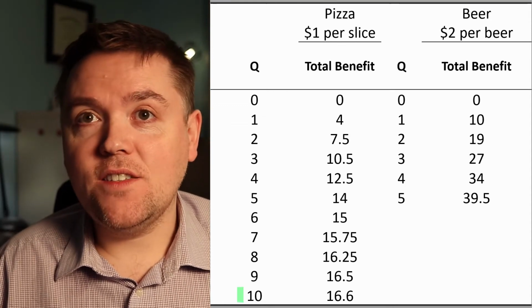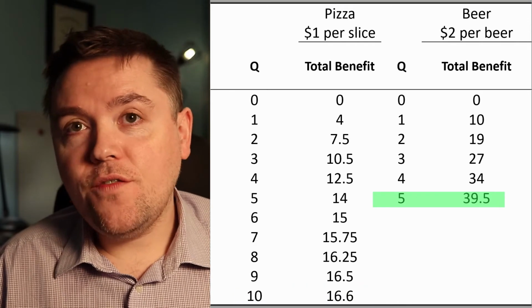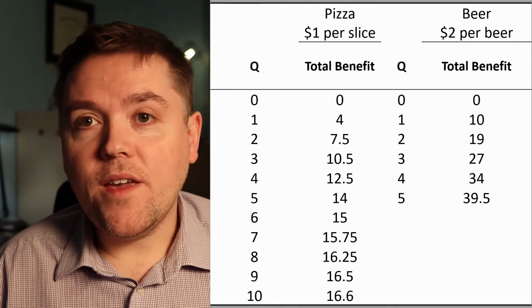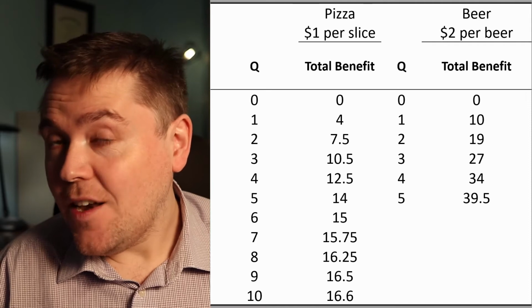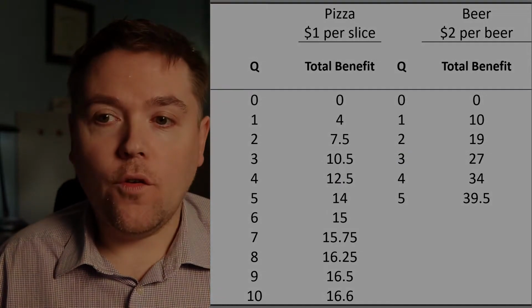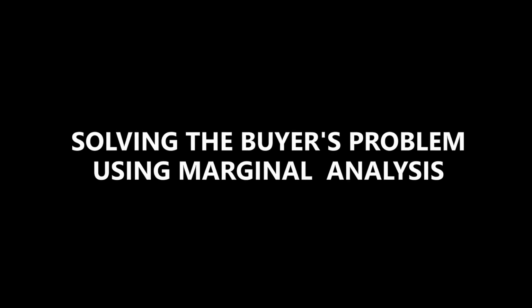If you have 10 slices of pizza, then you're going to have a total benefit of $16.60. And if you have just 5 beers, you're going to have a total benefit of $39.50. Then we can fill in all the other values by looking at the total benefit of 2 slices of pizza and 4 beers, 4 slices of pizza and 3 beers, and so on and so forth. And then all we need to do is look at these various options and pick the best one. You can see in the table, 2 slices of pizza plus 4 beers gives you a total benefit of $41.50, meaning that's the best option.